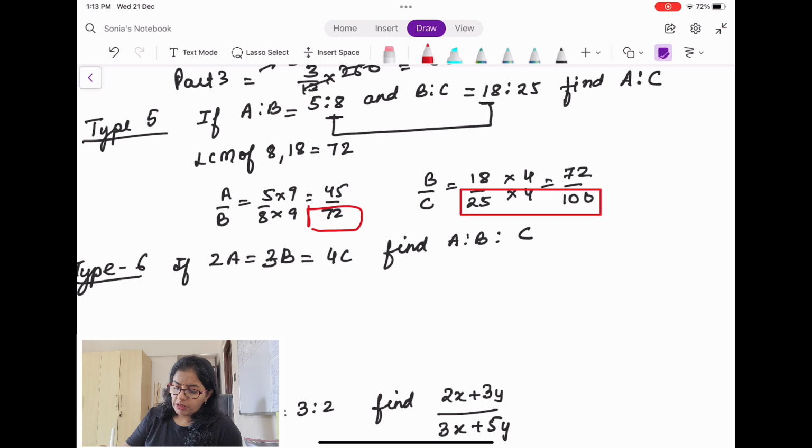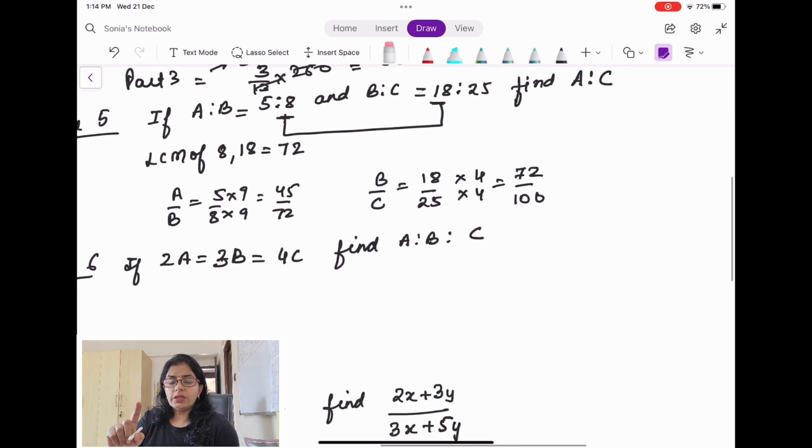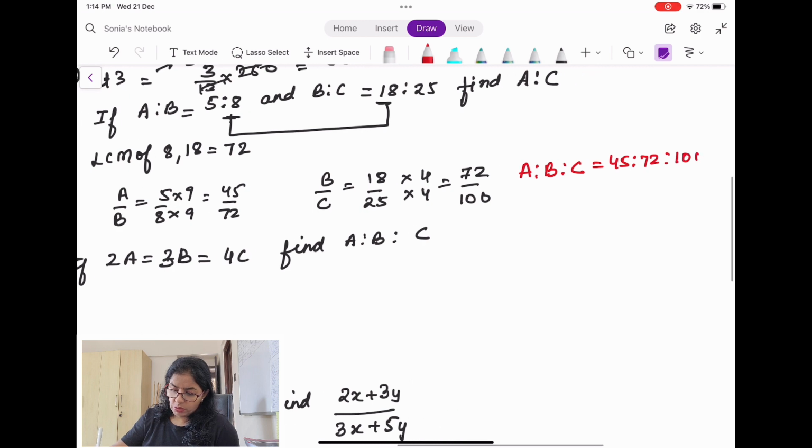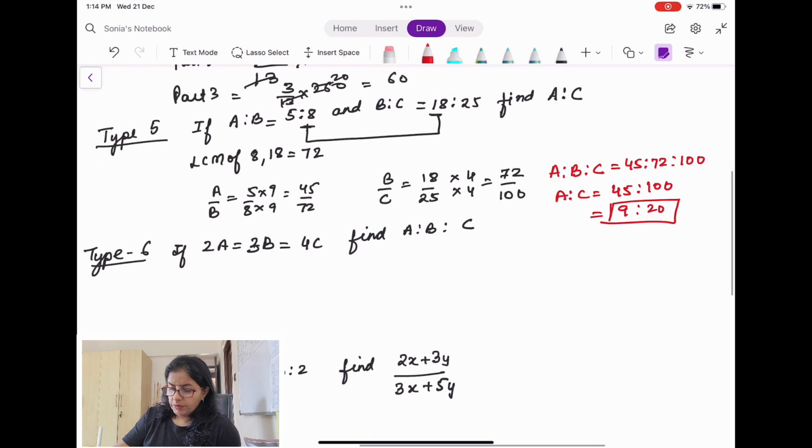Now what mistakes usually children do? They try to make the denominators equal because you are used to making denominators equal. But in this case, we are not making the denominators equal. We are making the B quantity equal. So once we get this, we can write A is to B is to C is 45 is to 72 is to 100. Now A is to C is 45 is to 100. We can reduce it to 9 is to 20 also.